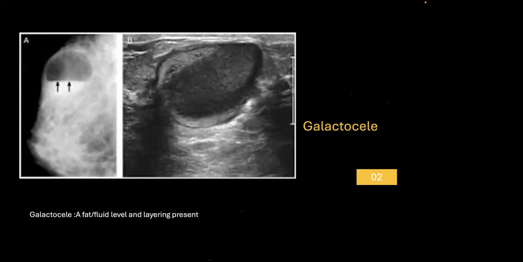Second is galactocele. We can see a fluid level and there is layering present. So this is a galactocele. So why not an abscess? Radio Sapien is asking. So see, first of all, you can see this is encapsulated and there is no surrounding edema, by which we usually diagnose an abscess. This is looking like an encapsulated lesion and there is no surrounding edema. So abscess is very less likely in this image.